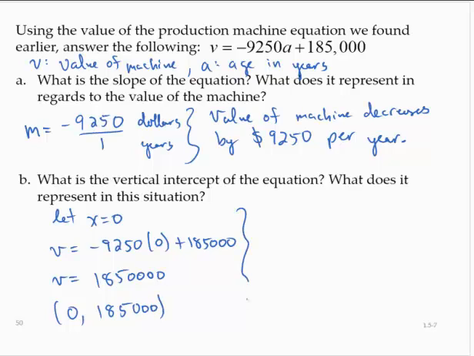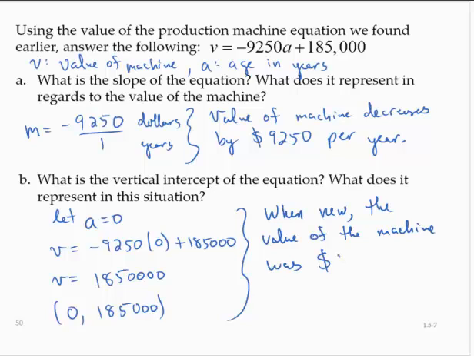So what does that mean? Well, if x equals 0, sorry, that shouldn't be an x, but rather an a, if we let a equal 0. So when the age was 0, the value was $185,000. So when new, the value of the machine was $185,000.